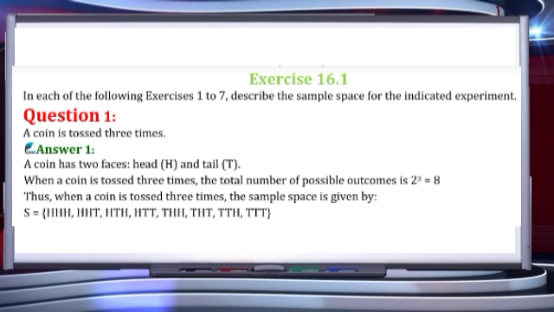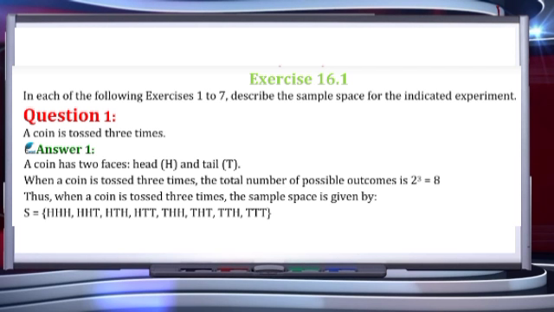So students, we know that for a coin we have two outcomes, that is head and tail. And the total number of outcomes is always given by the number of faces raised to the power of the number of times it has been tossed. So here the faces are 2 and it has been tossed 3 times. So 2 raised to power 3, that is 8. So that means our sample space must contain 8 events.